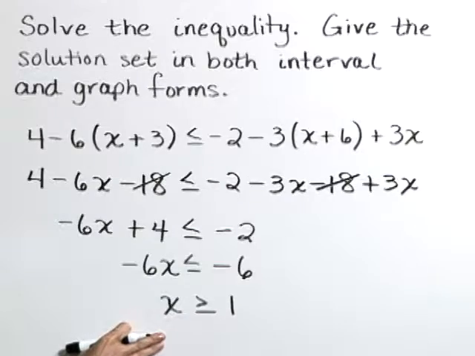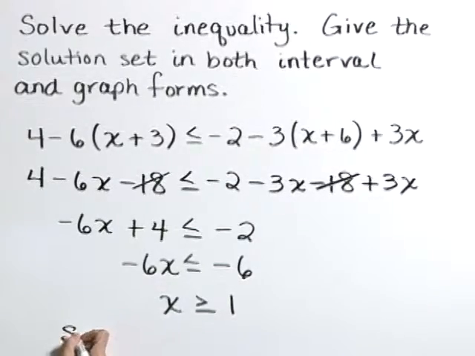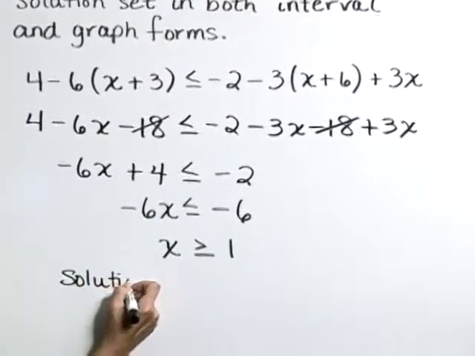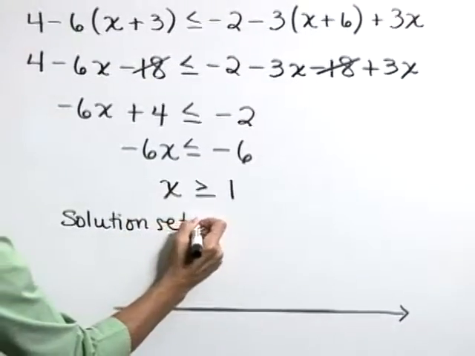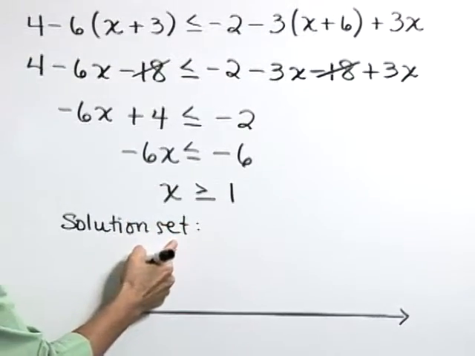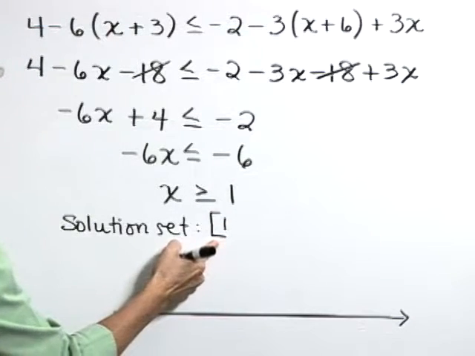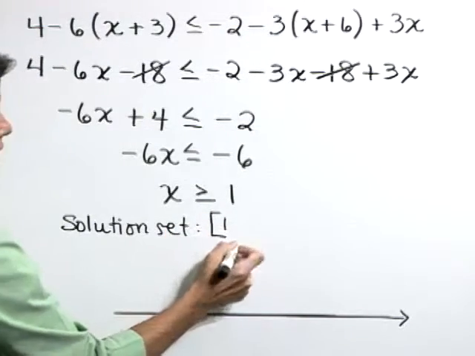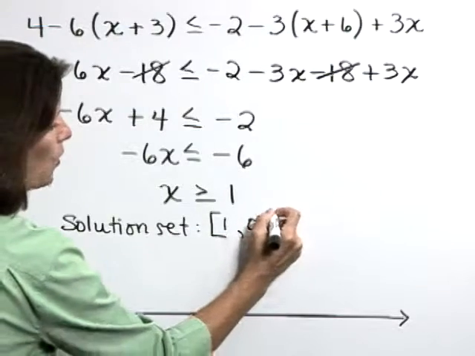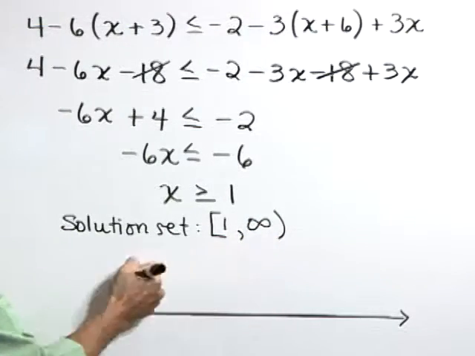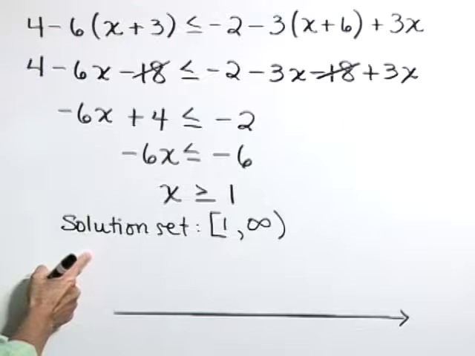If we write this solution in interval form, then we would describe that solution set as all numbers from 1 inclusive, the bracket means including 1, up toward positive infinity. Lastly, let's go ahead and graph the solution set as well.